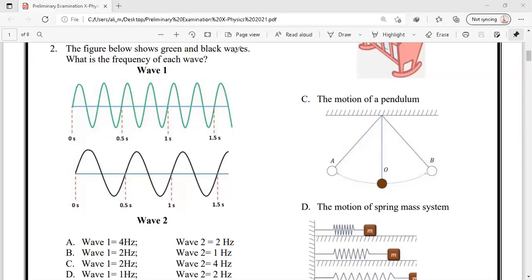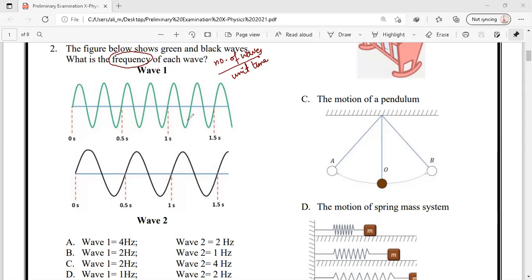Then we have question number 2. The figure below shows green and black waves. What is the frequency of each wave? So we have wave number 1 and wave number 2. So let's recall what is frequency. Frequency is the number of waves in a unit time. The waves formed in a unit time is called frequency.